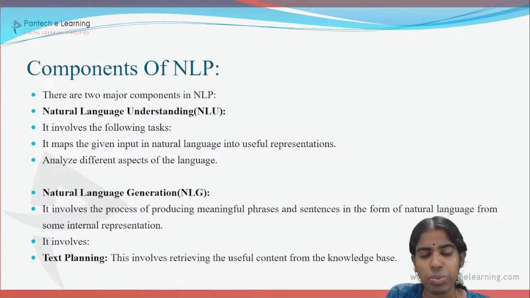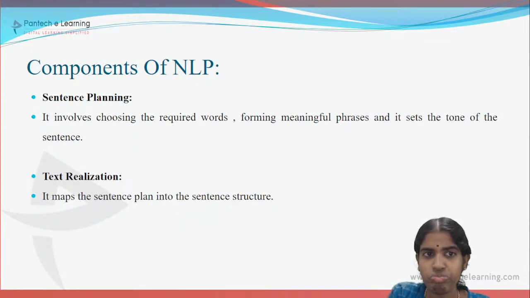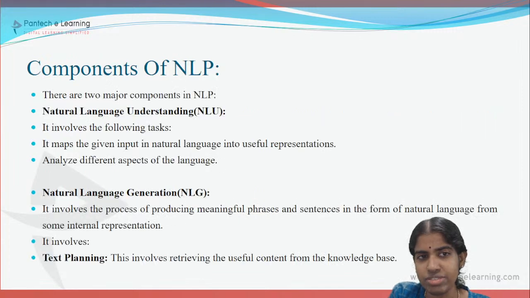What do you mean by this text planning, natural language generation? So all these are the important components of NLP, natural language processing. The first step is the natural language understanding. I am going to analyze the different aspects of the language. So whatever is the given input, speech input, I am going to analyze the different aspects of the language. And then the next part comes the natural language generation. For example, text planning. So I am going to retrieve the useful content from the knowledge base. And then sentence planning. So all these are the three different steps involved in natural language generation.